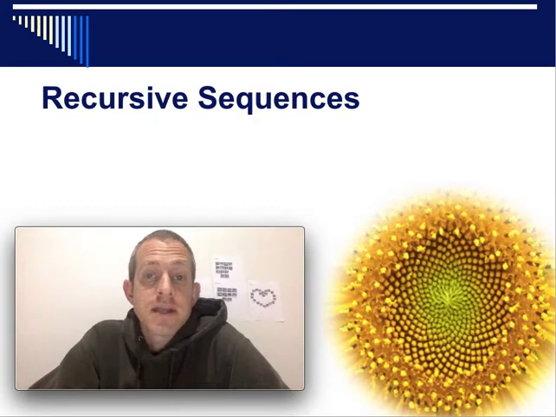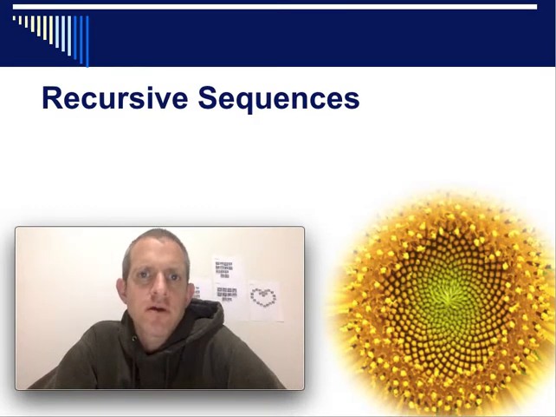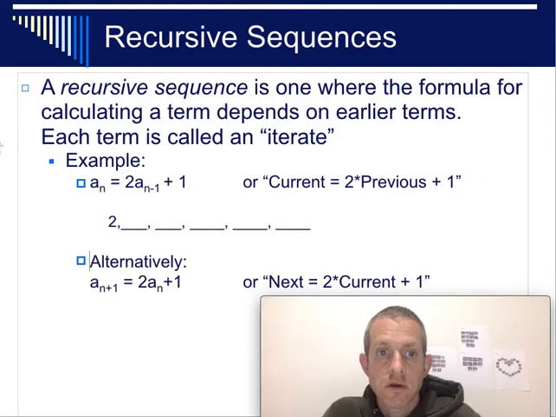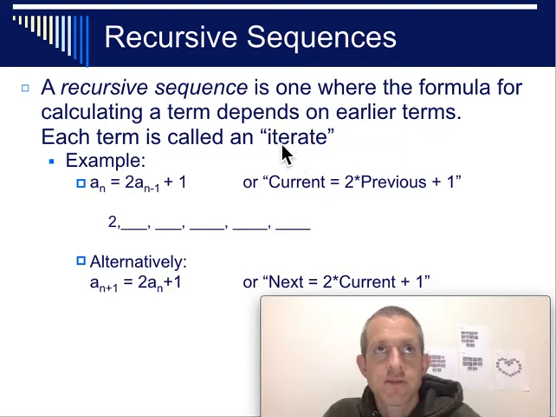Hey guys, today I wanted to talk a little bit more carefully about thinking recursively about sequences and how we can define those. A recursive sequence is any sequence where the formula that you use to find a particular term depends on earlier terms. We often think recursively. If you're just thinking 7, 10, 13, 16, I'm sure you can figure out the next number in that list is 19.